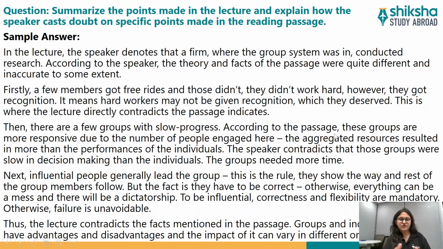Earlier, he or she was talking in the first two paragraphs about the listening lecture. According to the passage, these groups are more responsive due to the number of people engaged here. The aggregated resources resulted in more than the performances of the individuals. The speaker contradicts that those groups were slow in decision making than the individuals. The groups needed more time.